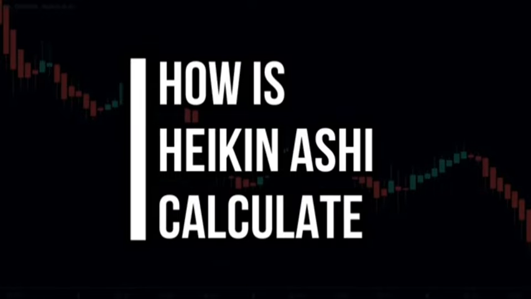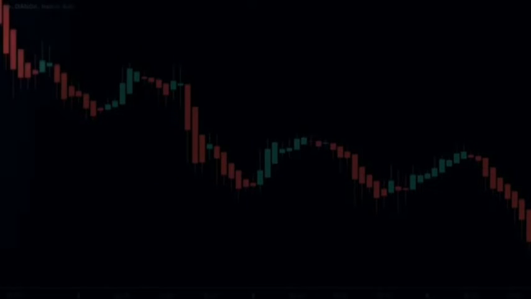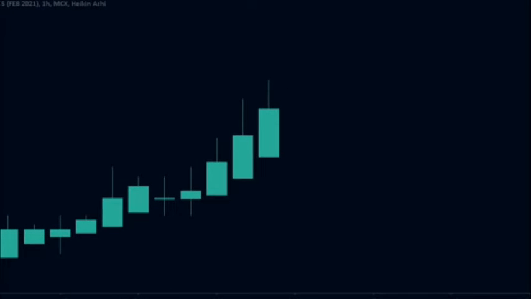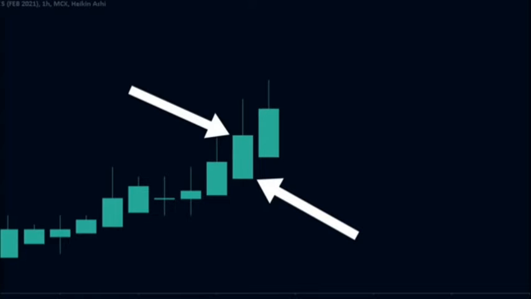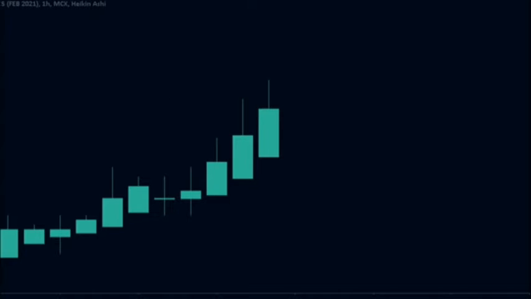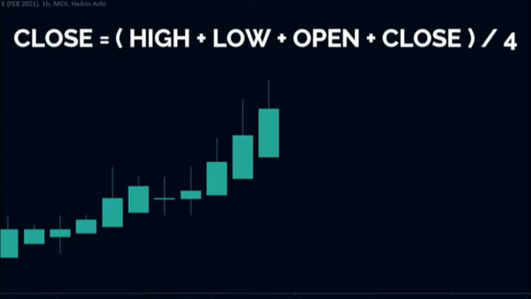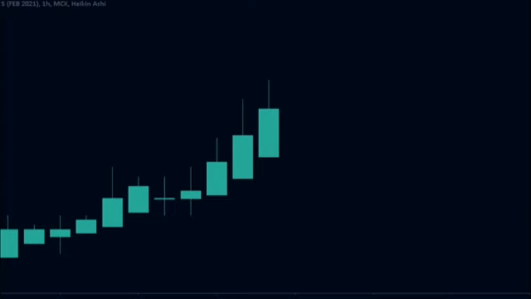Firstly, let us understand how the Heikin Ashi candles are calculated. The open of the Heikin Ashi candle is calculated by adding the open and the close of the previous candle and dividing it by 2. In other words, the open of the candle is right in the middle of the body of the previous candle. The close of the candle is calculated by the average of the open, high, low, and close of the current candle. Now, the high of the candle is the same as the high of a Japanese candle. Similarly, the low of the Heikin Ashi is the same as the low of the Japanese candle.